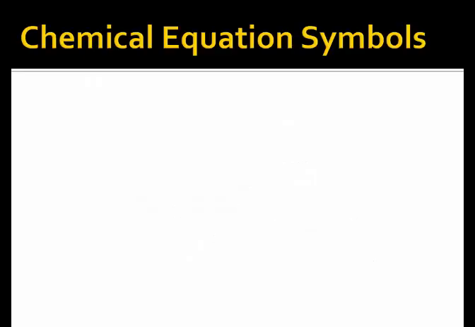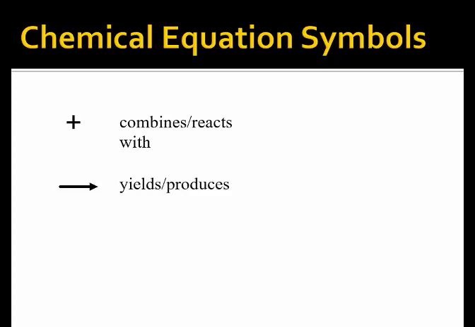Some other common chemical symbols that we'll see are the plus sign. The plus sign in chemical equations means combines or reacts with. Another symbol is the right-facing arrow, which means yields or produces. We never use the equal sign in chemical equations. We only ever use the arrows. Most chemical reactions can only go in one direction, so it would be inappropriate to show an equal sign, which would seem to indicate that the reaction can go in both directions.